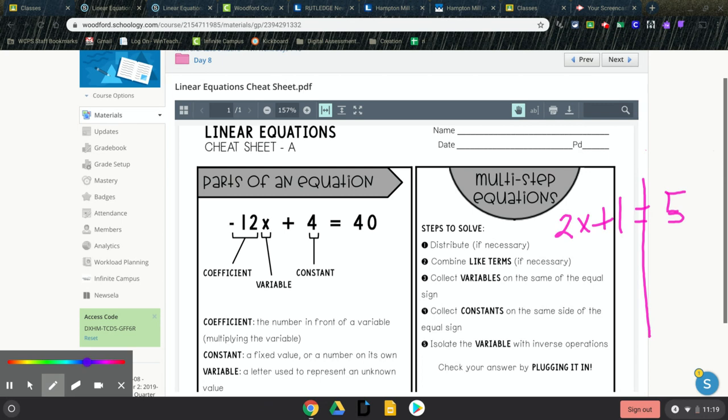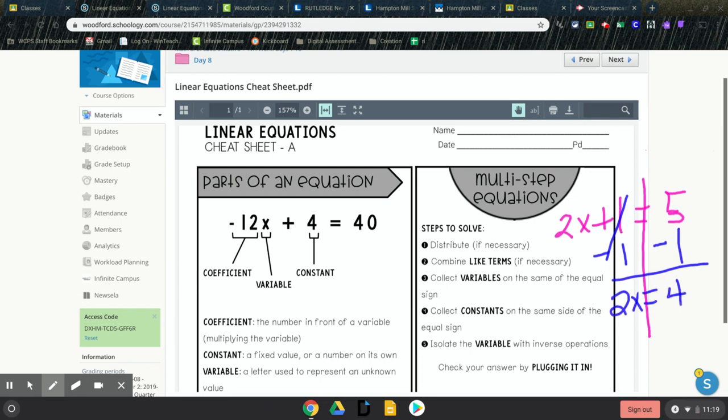I need to move my 1 because I need all of my variables on one side, all of my constants on the other. This is a positive 1, so I'm going to do my inverse operation in order to move it across this equal sign. And to cancel it out, I'm going to subtract it. What I do to one side, I must do to the other. That gives me 2x equals 4.